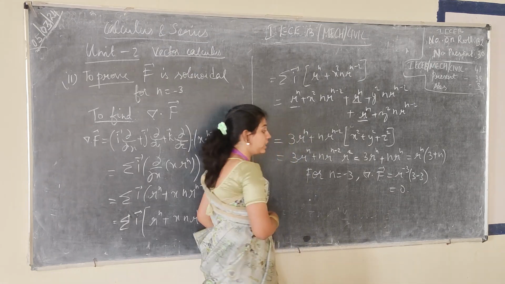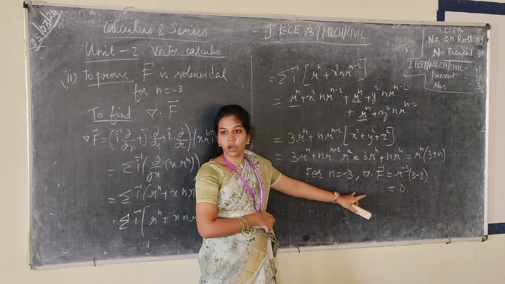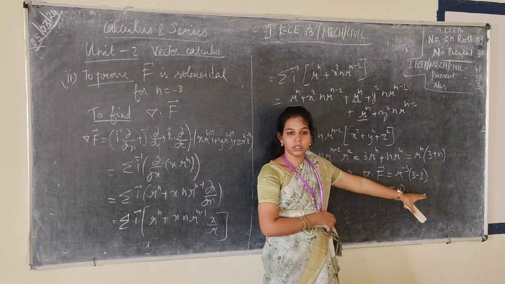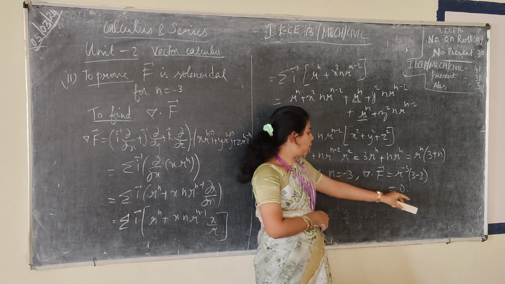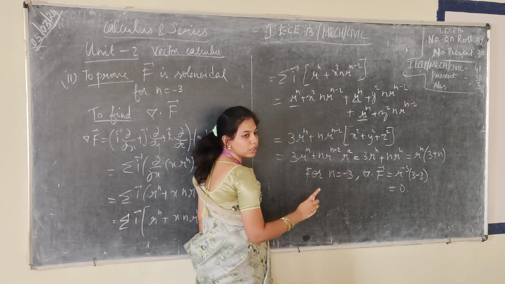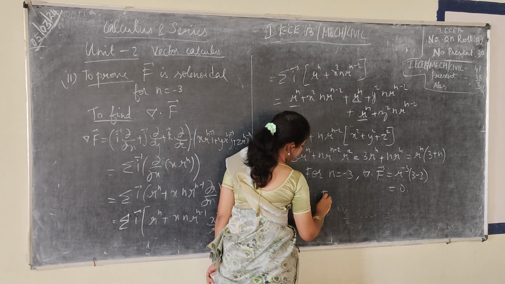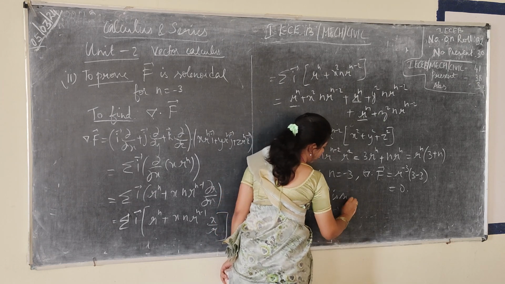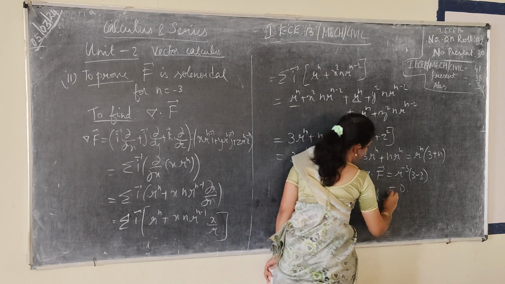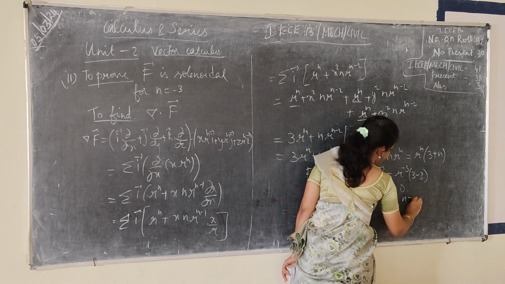Therefore, it is not 0 for all the values of n. For example, if you take minus 4, will it be 0, girls? No. So the answer is 0 only for n equal to minus 3. So f vector is solenoidal for n equal to minus 3.